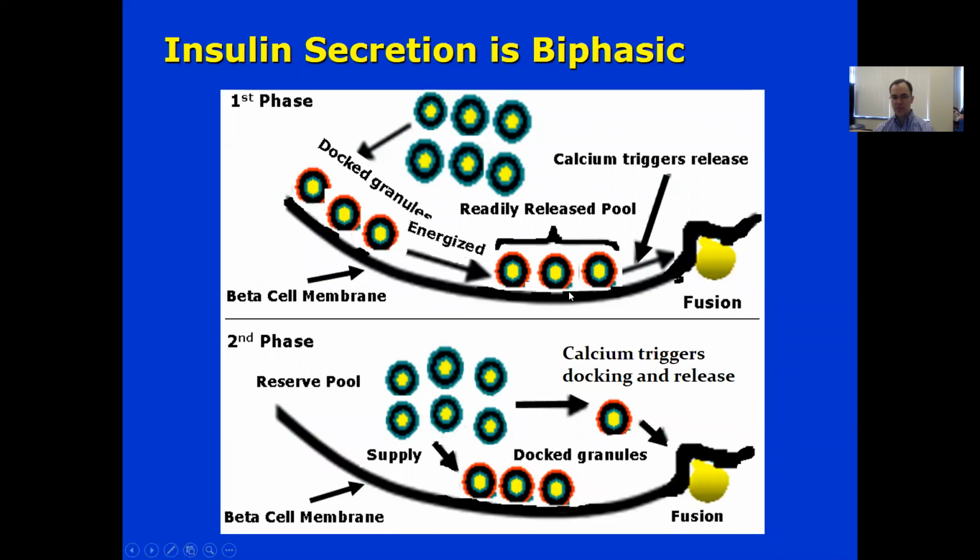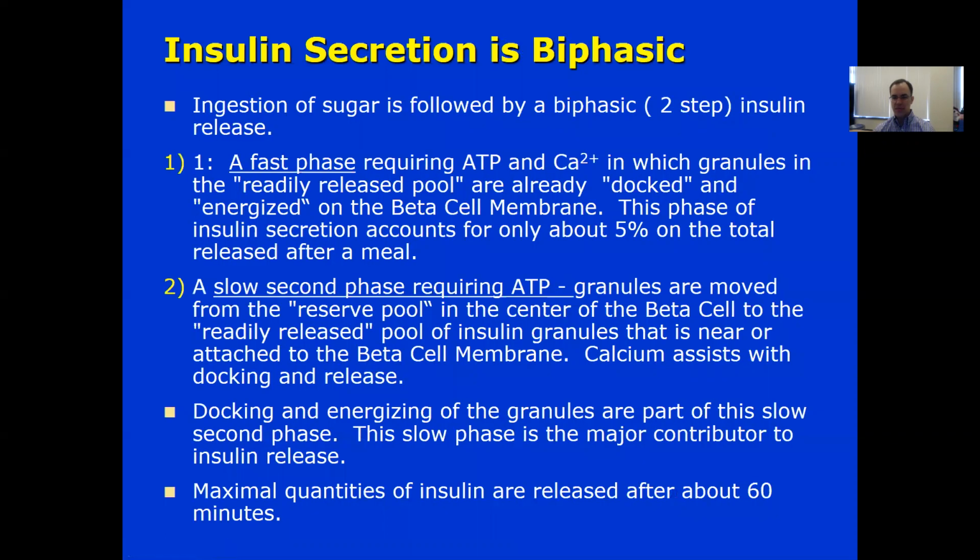Here's this beta cell membrane. Here is the insulin inside these storage vesicles. Some of these are going to be the readily released pool right next to the cell membrane. They're going to require calcium and some ATP. This phase of insulin is going to amount to about 5% of the total released after a meal, but it's an important phase 1 of insulin release.